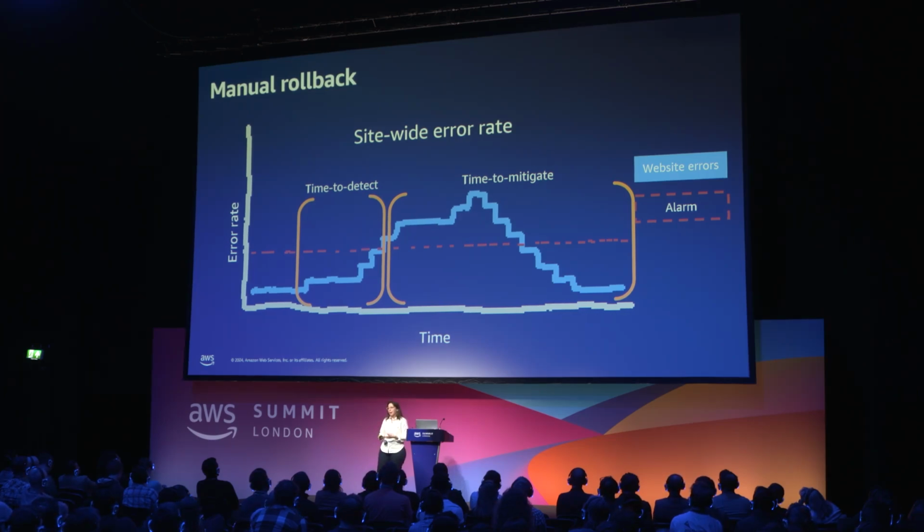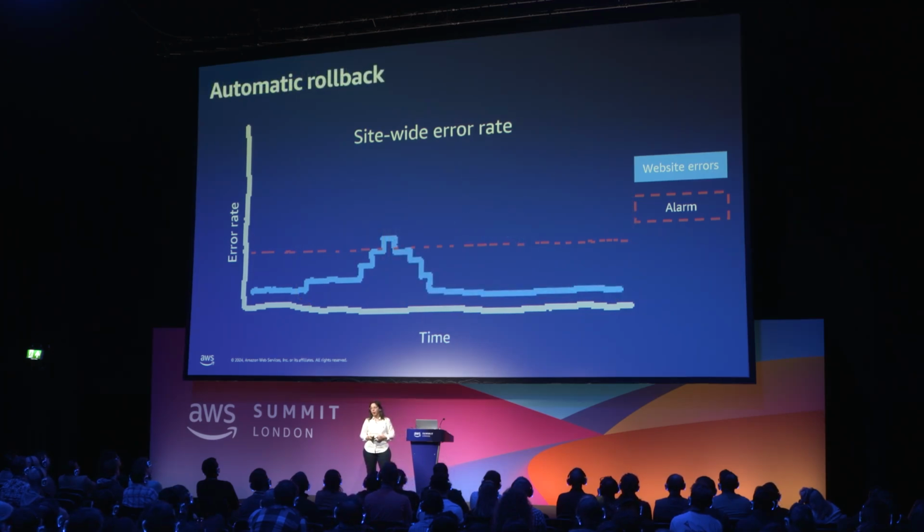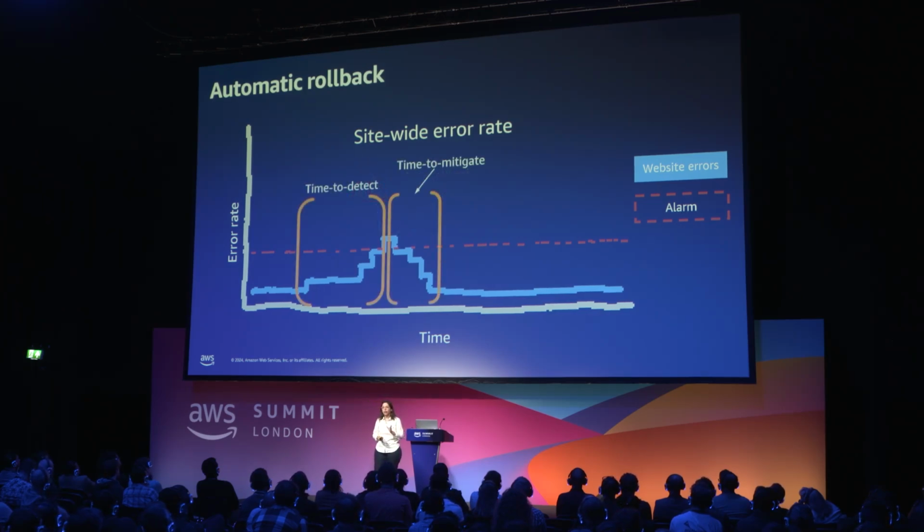So what resilient practice can you implement here to shrink this entire downtime? Automatic rollbacks. Let the computer do the rollback. You don't need a human intervention to make the judgment call on whether you should roll back, right? So alarms are triggered, auto rollback kicks in, which shrinks the time to mitigate way down and enhances your customer experience.